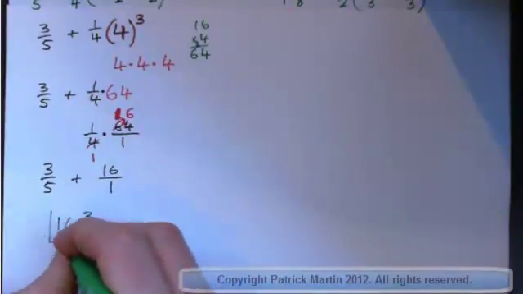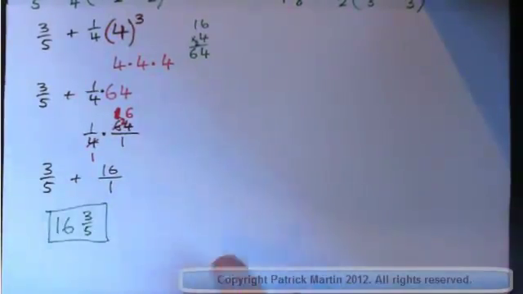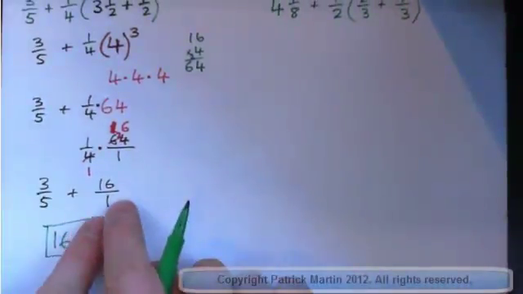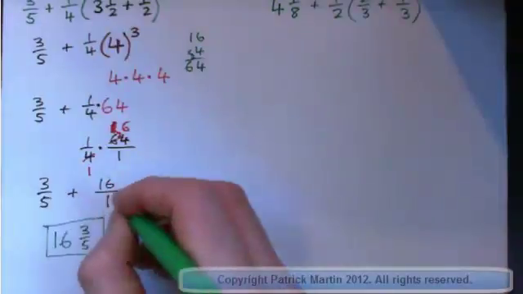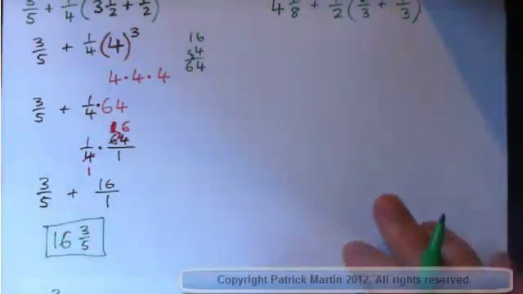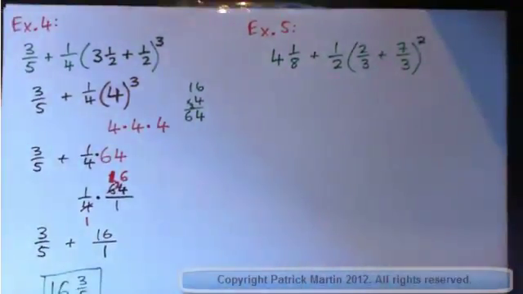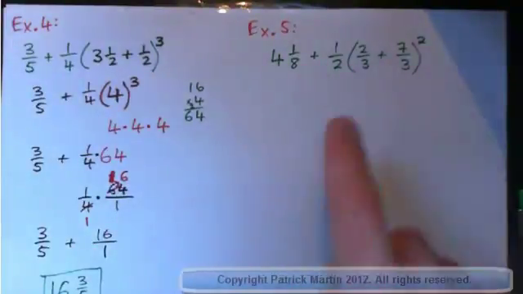So that answer just kind of popped out at the end. That was nice. If you had made the bottoms the same and added, you would end up with 16 and 3/5 anyway. It's just that it was kind of obvious just to do that. Hopefully, it was a lot easier to do that. Okay, so example 5. By all means, press pause and try it yourself.